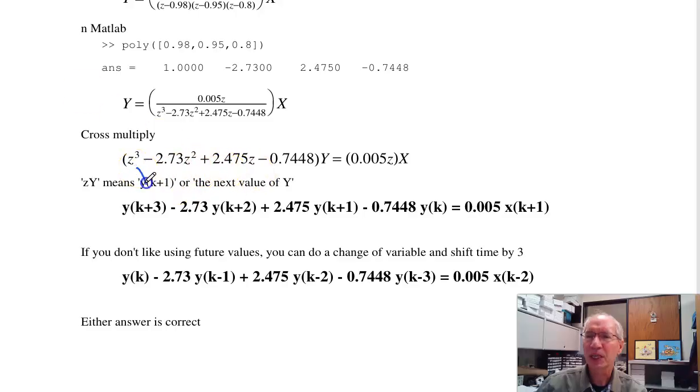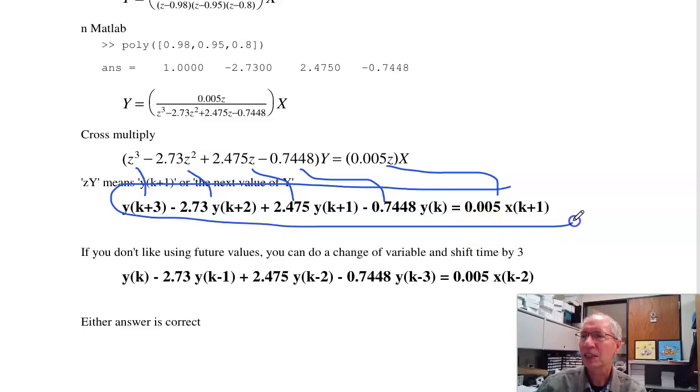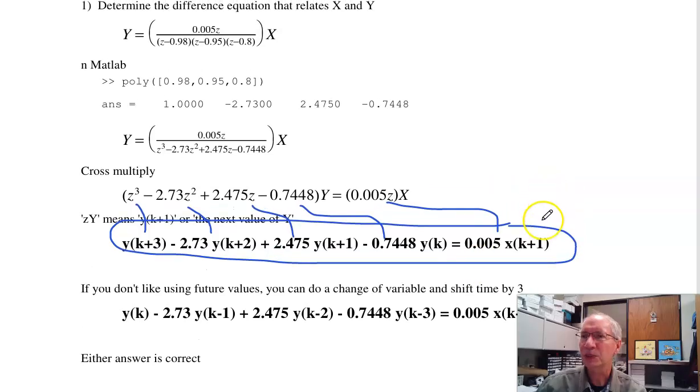So z cubed y is y 3 samples in the future, z squared y 2 samples in the future, next value, current value, and likewise for x. So here's the difference equation that corresponds to this transfer function.